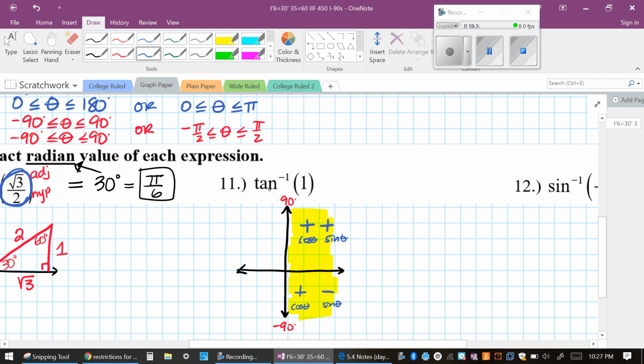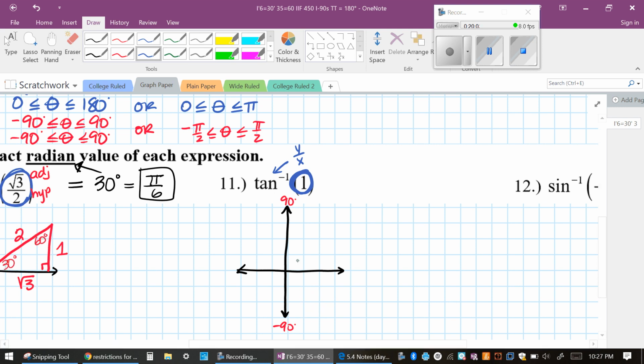Now tangent is y over x. So if your answer is supposed to be positive 1, your fraction either has to have 2 negatives or no negatives at all. That means this has to be quadrant 1, because positive divided by positive would be positive. Positive divided by negative wouldn't work. Sorry, you're supposed to be doing y over x, so sine negative over positive. If you divide those, sine over cosine, that would not give you a positive. So we're at quadrant 1.